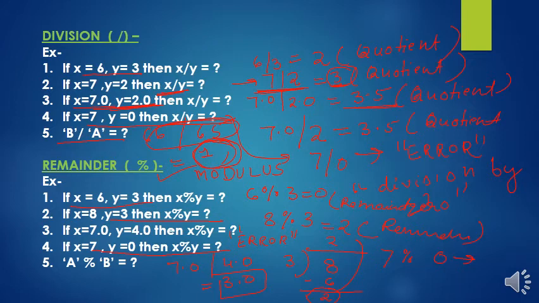Next is 'A' mod 'B'. The Java compiler internally converts the characters A and B into their ASCII codes, that is the numeric values. The value of A is equal to 65 mod 66. So it will give the remainder 65. Here the numerator is less than the denominator, so the remainder is equal to 65.